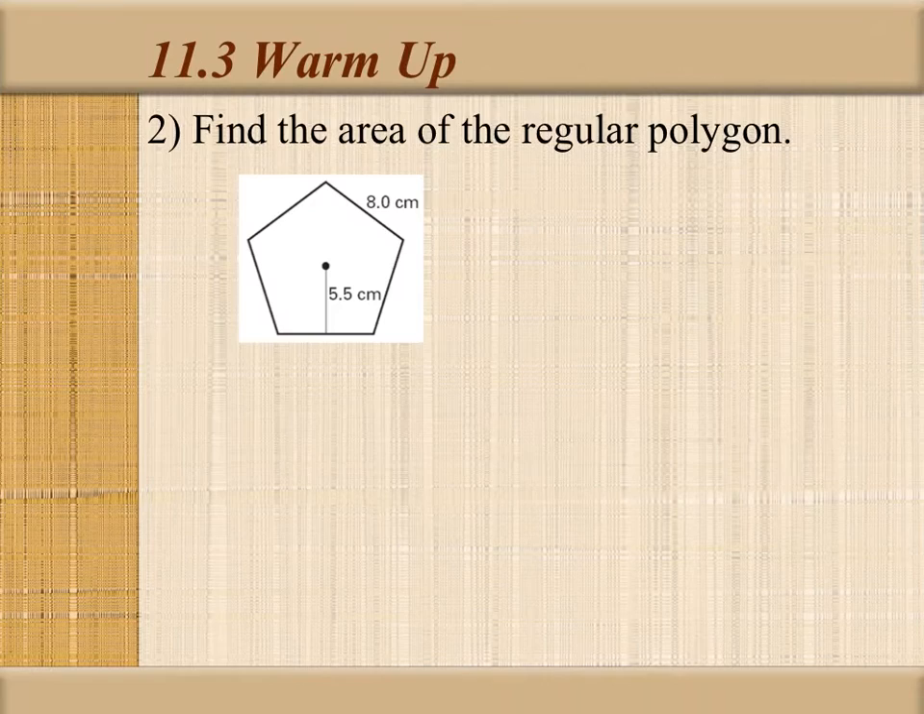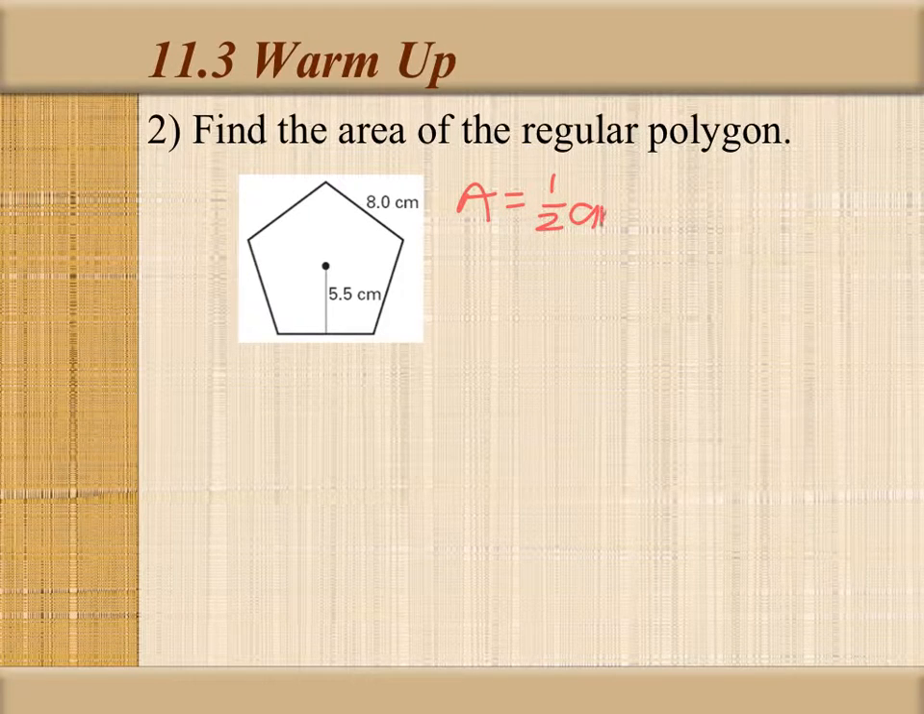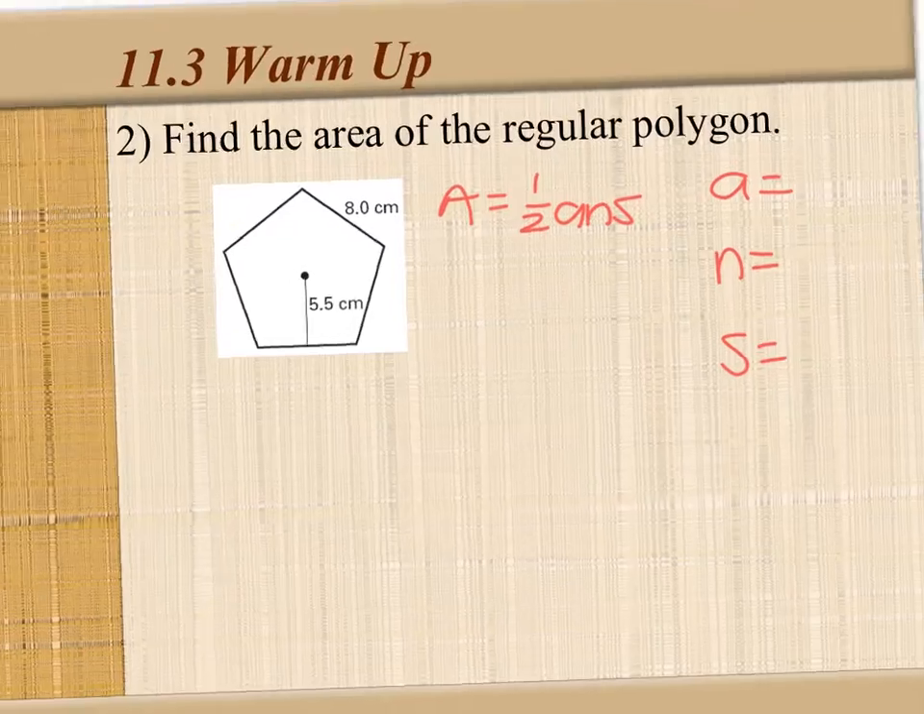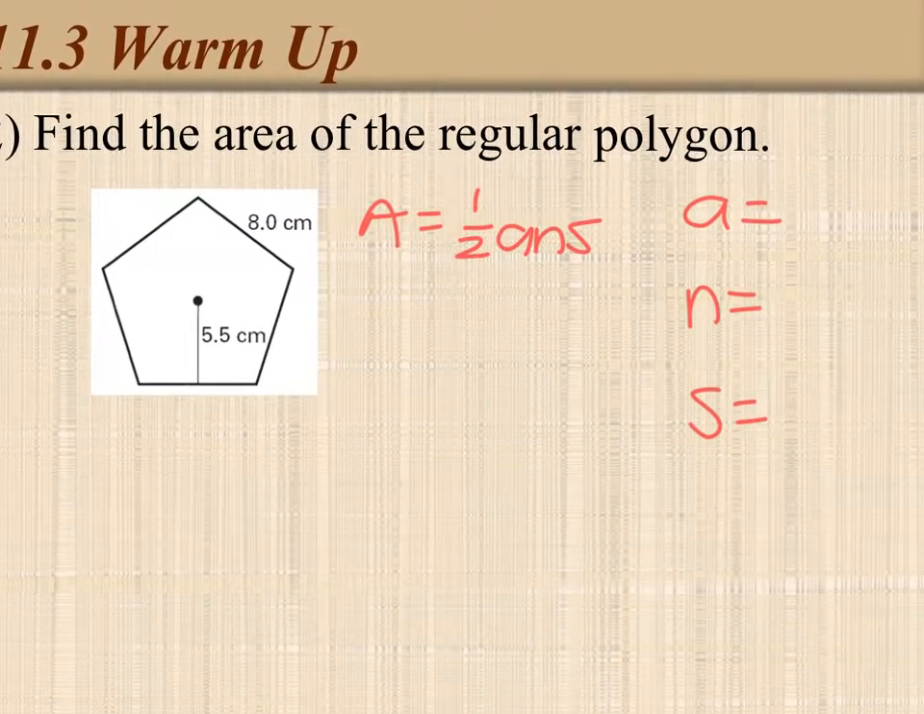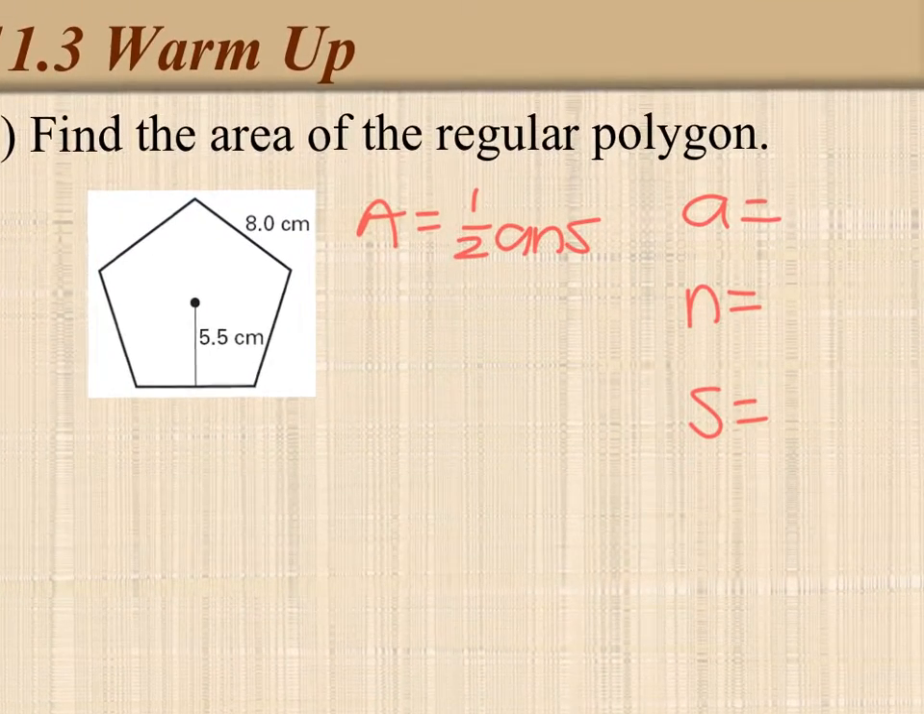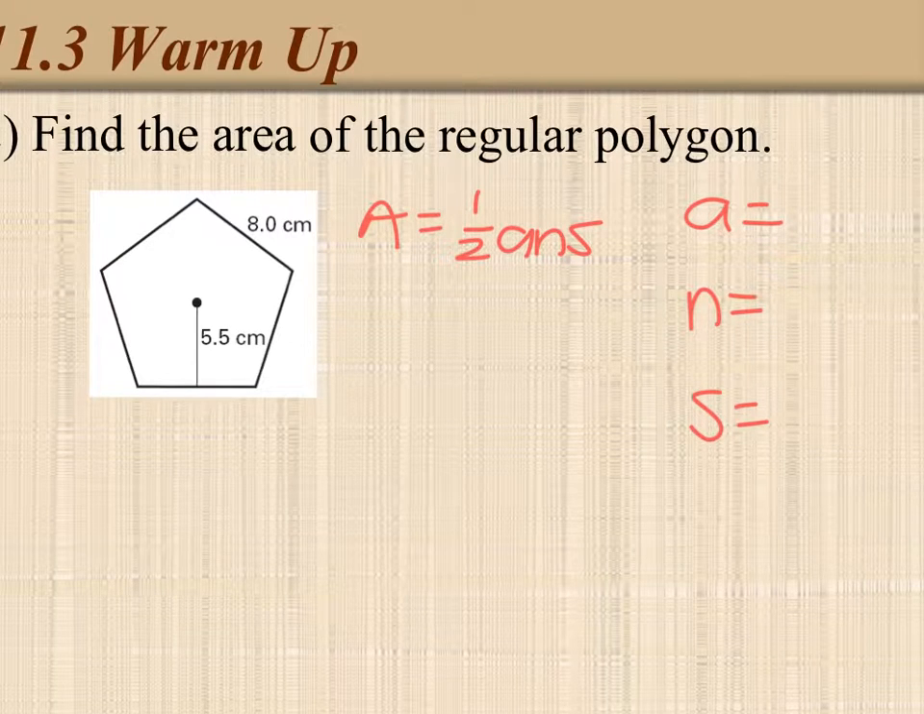Easy stuff? Yeah, okay. Number two, find the area of the regular polygon. For these, if it doesn't ask for area and perimeter, then I can go straight to area, which is 1/2 ANS. So I have to know A, which is the apothem, and the number of sides, S, the length of each side. Which one do you know as soon as you know what shape it is? The number of sides. So this is how many? 5. This is a pentagon.